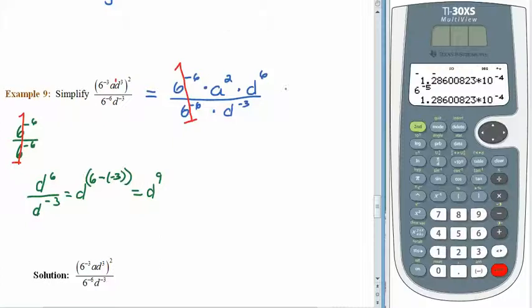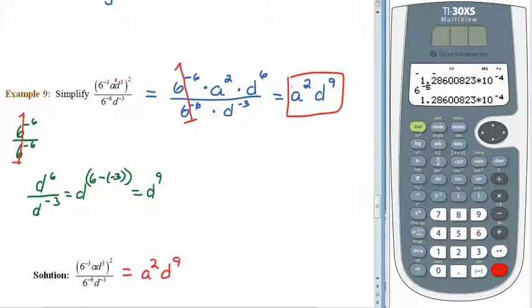So in the end, hopefully when you got done, you canceled those common factors, you kept the a squared, and the power on the d was +9. If you wanted to, you could have put a fraction bar here and put it over a 1, but dividing by 1 doesn't change anything. So our answer is right here. This whole thing is worth a squared multiplied by d to the 9th power.